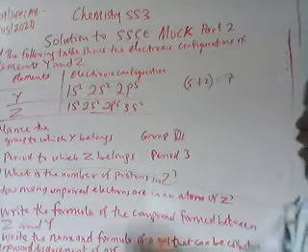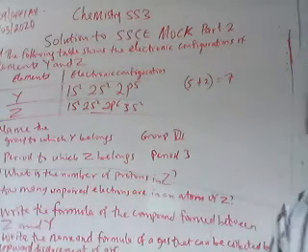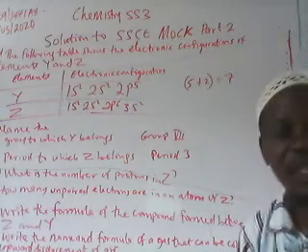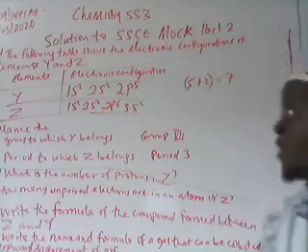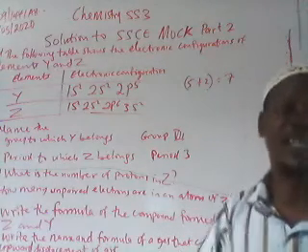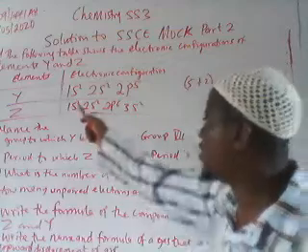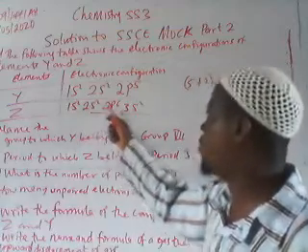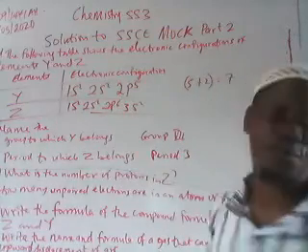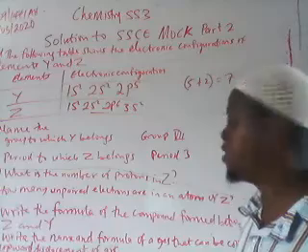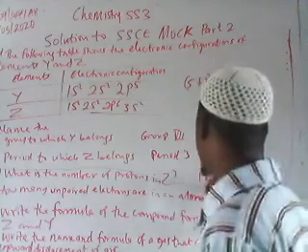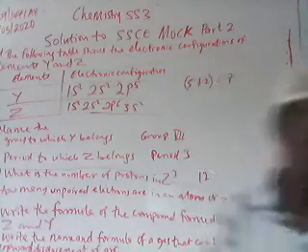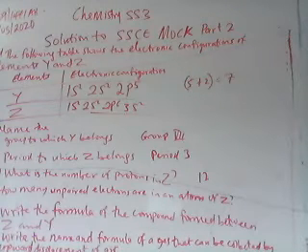Now, next question. What is the number of protons in Z? Number of protons in Z is the same thing as the atomic number, and that is the number of electrons, since it's a neutral atom. So just count 2 plus 2, that's 4, plus 6, 10, plus 2, 12. So the number of protons in Z is 12.